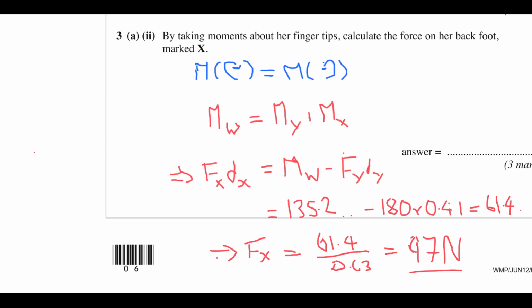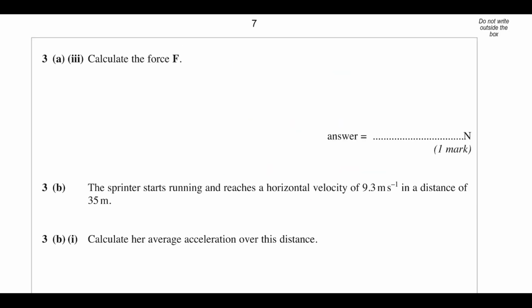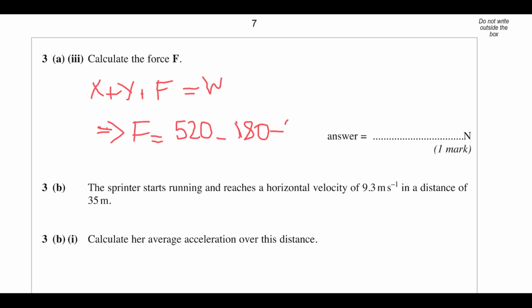Okay, so let's move on to the next part. Now it wants us to calculate the force F. So essentially, the upward forces must equal the downward forces. So X plus Y plus F, which are all acting upward, must be equal to the weight force. So we want to find what F is, so it's going to be the weight force, 520, minus the force at Y, 180, minus 97 point and so on.